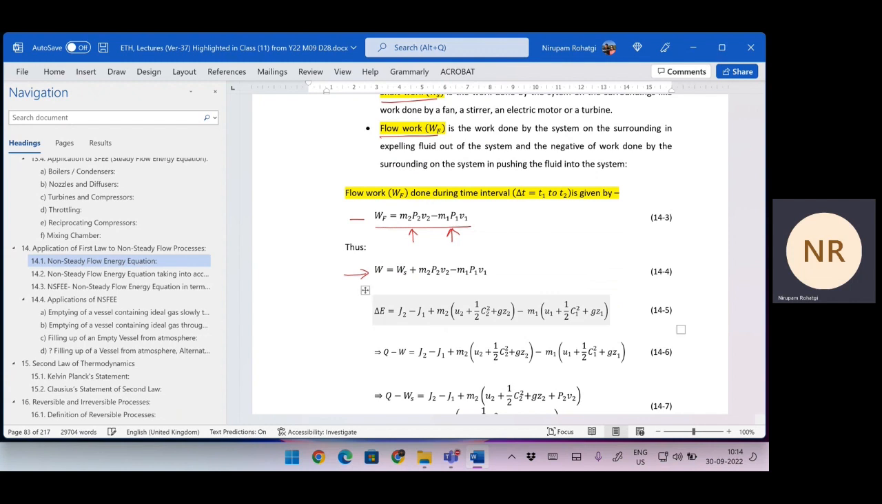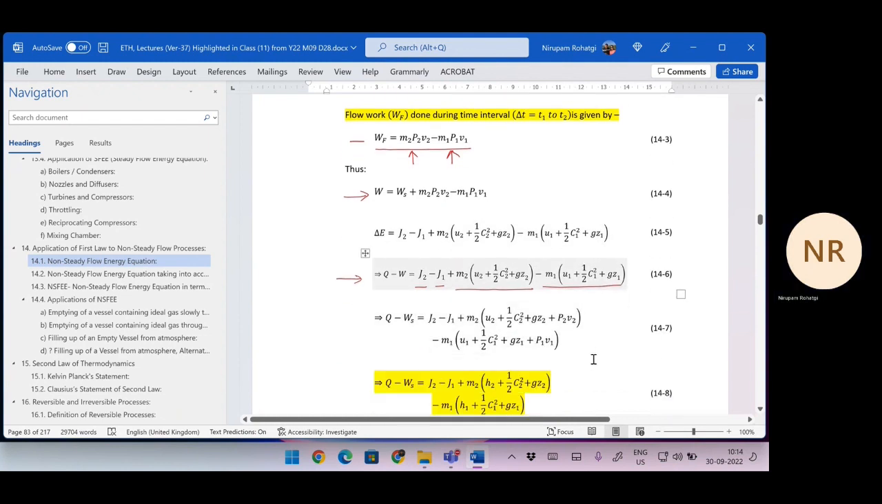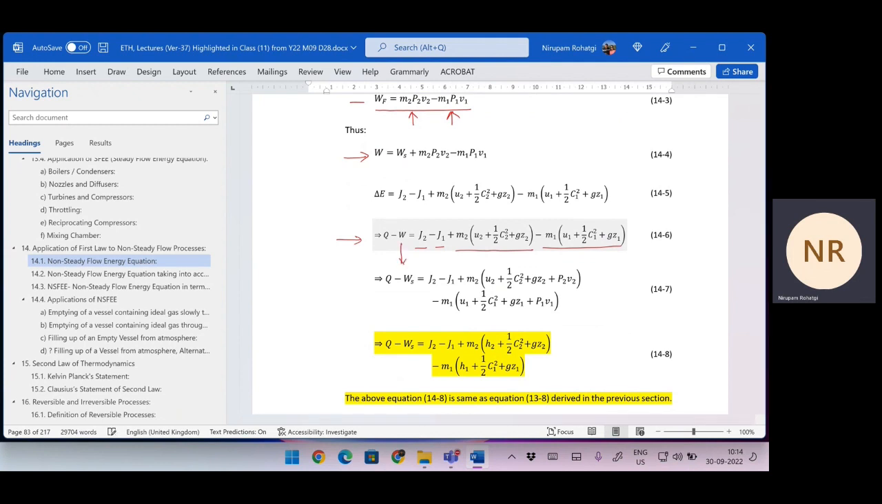Okay. Now you can say that Q minus W will be equal to the change in energy of the system. So the energy of the system at the final state at time t2 is this. This is the final energy. The initial is this, with m1 multiplied by this. Okay. And if you add to it the flow work, because this work has been divided into two parts: work is equal to flow work plus shaft work. So here the shaft work is gone here. Okay. And this is equal to m2 p2 v2 minus m1 p1 v1. Okay. So finally you get this equation.